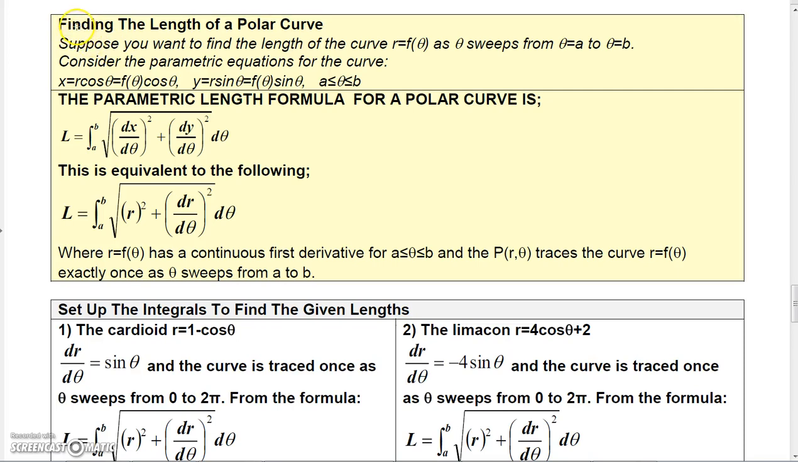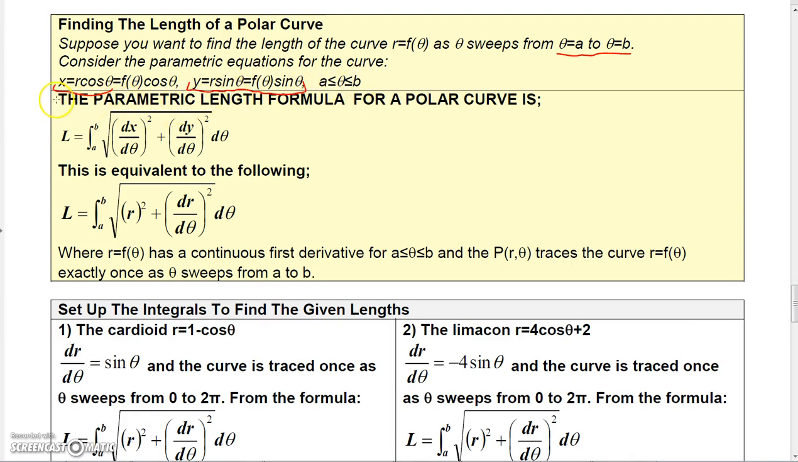So now we're going to talk about how you find the length of a polar curve as it sweeps from theta equal A to theta equal B. So we'll start with, remember the parametric equations, x equals r cosine theta, or f of theta cosine theta, and y equals r sine theta, or f of theta sine theta, as theta goes from A to B.